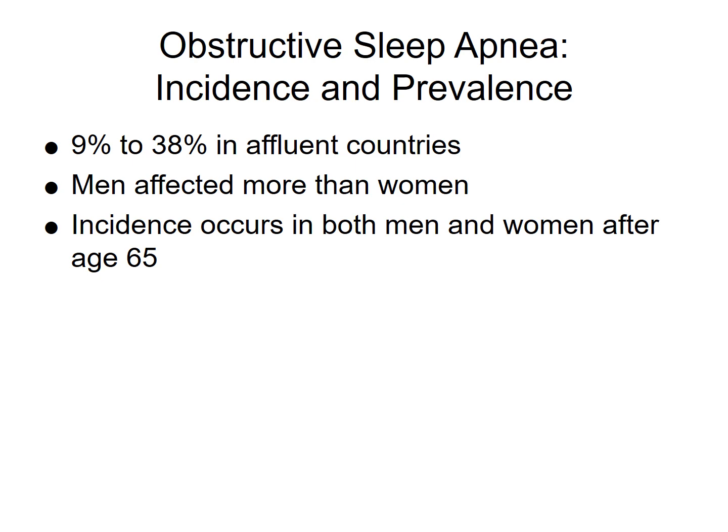Because the incidence of OSA is underreported, the actual incidence of this condition is unknown. However, the prevalence of OSA among adults in affluent countries, that is, prosperous or wealthy countries, is estimated at 9% to 38%. This condition seems to affect men more than women, but the incidence greatly increases in both men and women after 65.